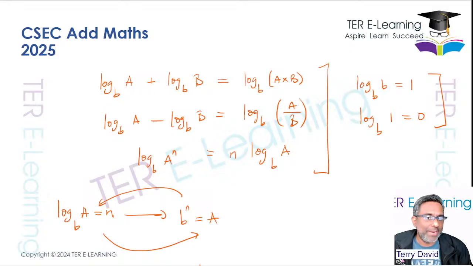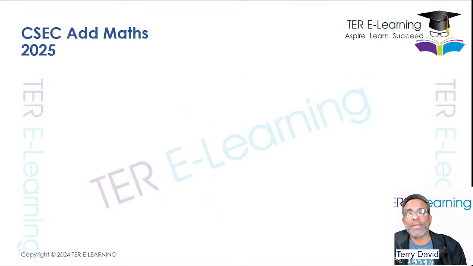One thing that could be asked to you in the exam is how to take an equation and rearrange it so that you can write it in a linear form. For example, if I have y is equal to ab to the power x, and I want to write that in a linear form, then what I do is take logs on both sides.